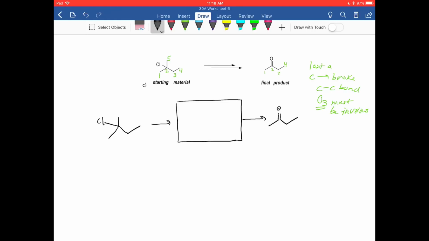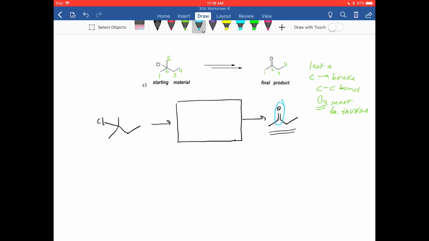So to get to the final product, since we know that ozonolysis is involved, the next thing we want to do is figure out what the precursor would look like to give us this product of ozonolysis. Well, there's a couple things we have to think about here. One is that ozonolysis cleaves a carbon-carbon bond and replaces it with a carbon-oxygen double bond.